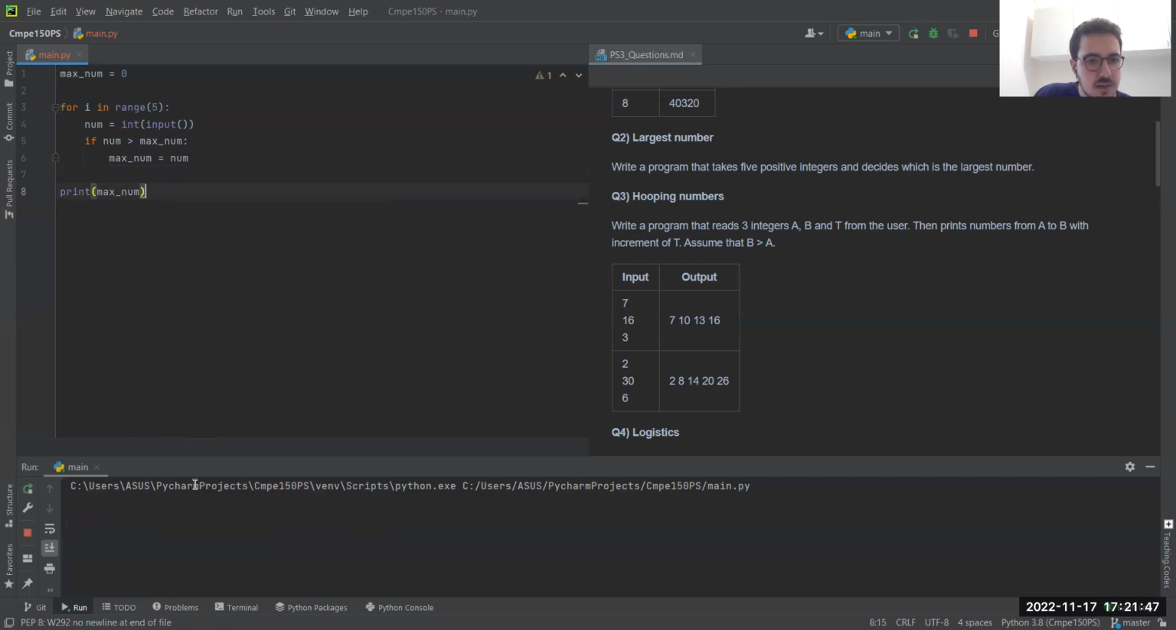So I can test it once for 8, 4, 2, 11, and 7, and it gives me 11, as you can see on the terminal. So I've written 5 different numbers, and it gave me the maximum number of all these inputs. Do you have any questions about this question?